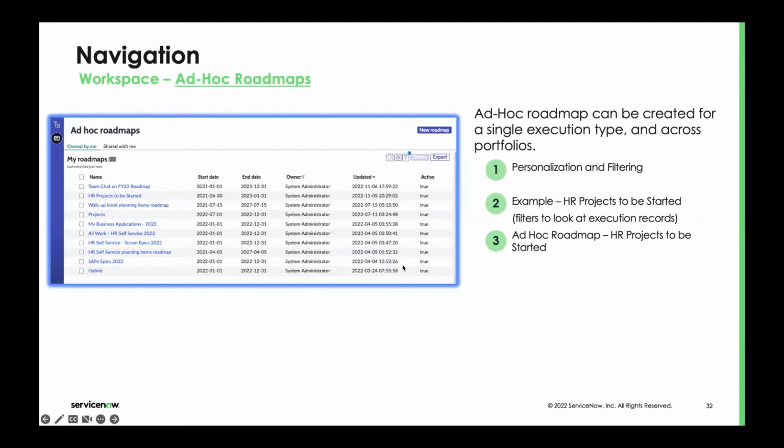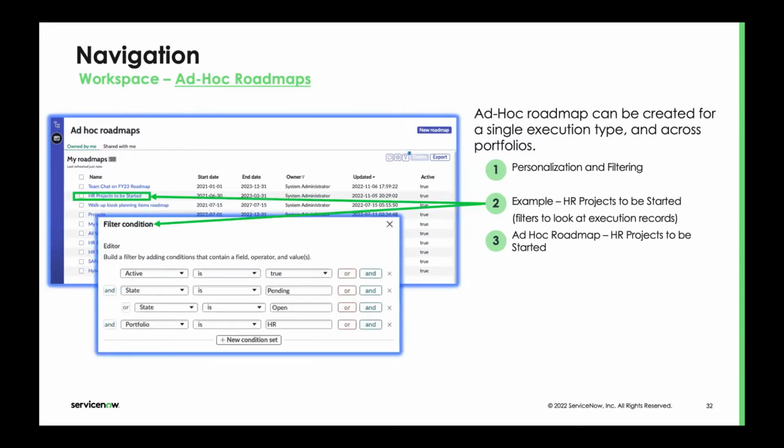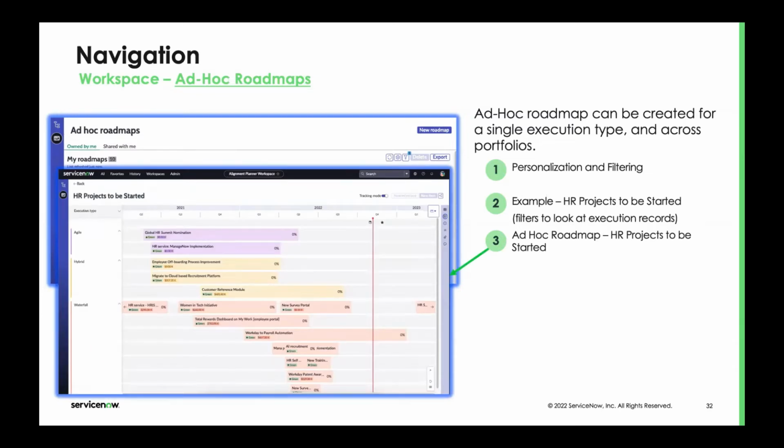So the ad hoc roadmap is a way to go through and say, hey, I want to create against a single table. I want to look at some information. This is the ad hoc, right? I want to create a filter. I'm going to look at just projects as an example here. I'm looking at just projects that haven't started yet. So I want to look at what might be in the pipeline for HR projects. So I have these filters set. This is what my roadmap would look like. So it's basically going out, grabbing, pulling it in, and giving you a visualization. But it's against one table, right? It's not like a portfolio. It just goes against a specific table. That's what ad hoc is.